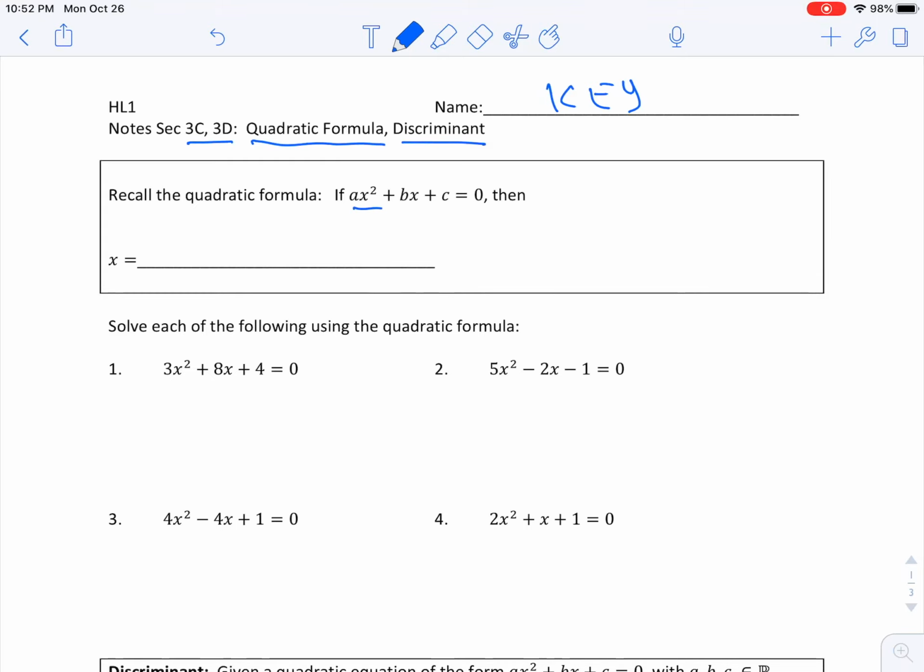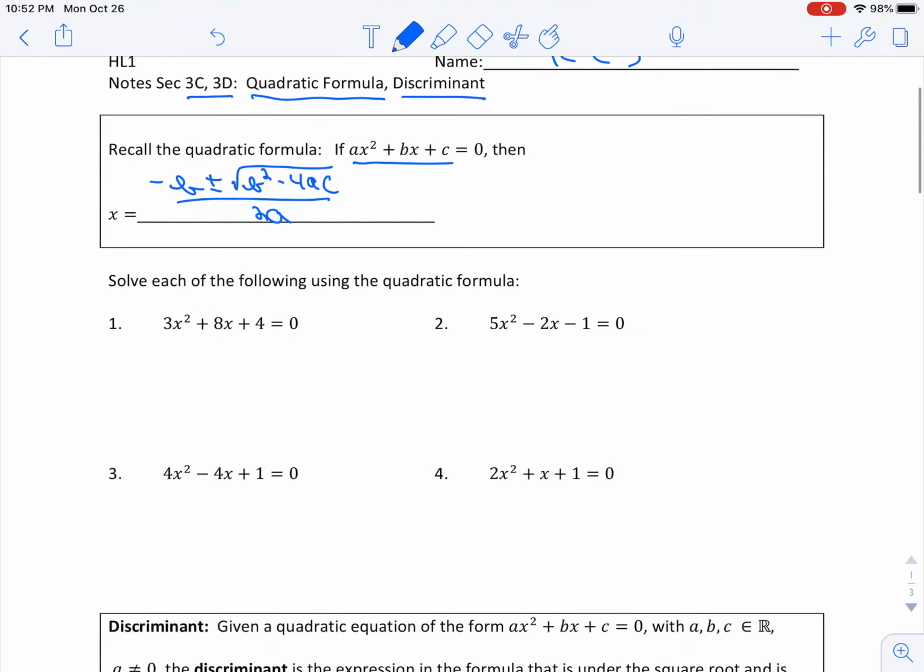So if x is a quadratic equation in this form, ax squared plus bx plus c equals 0, then we can solve for x by just using the formula that x is equal to negative b plus or minus the square root of b squared minus 4ac all over 2a. And some of you may have little songs or chants or something like that that you use to remember that formula.